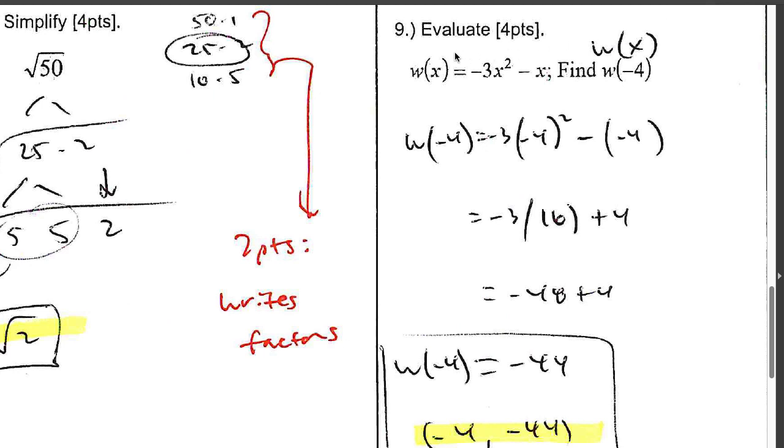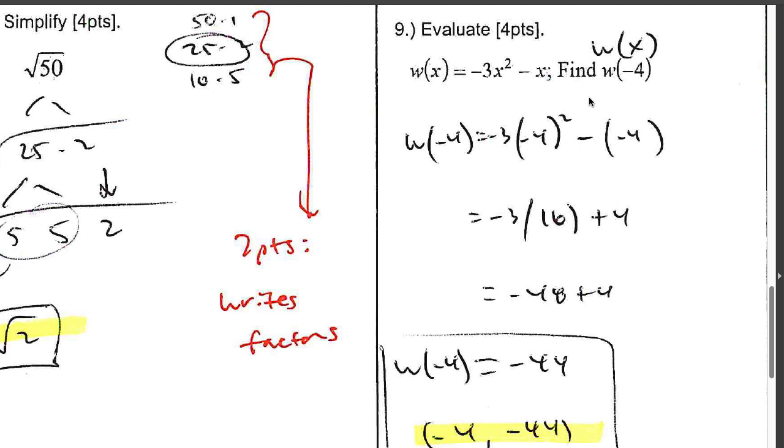All right, and question number 9 says to evaluate. We said that the word evaluate means to replace. Well, what do you replace this function with? This is function notation. The reason why you know it's function notation, we normally say w of x. So what does that mean? Well, it gives me w of x equals negative 3x squared minus x, and then it tells us a clue, separated by the semicolon, find w of negative 4.